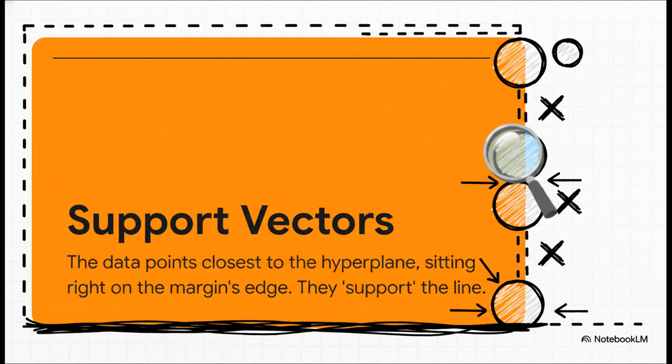So what defines the edges of this buffer zone? Well, those are the support vectors. They are the most important data points in the whole set because they're the ones sitting right on the edge of the margin. They literally support the position of the hyperplane. If you were to nudge one of those points, the entire dividing line would have to move.